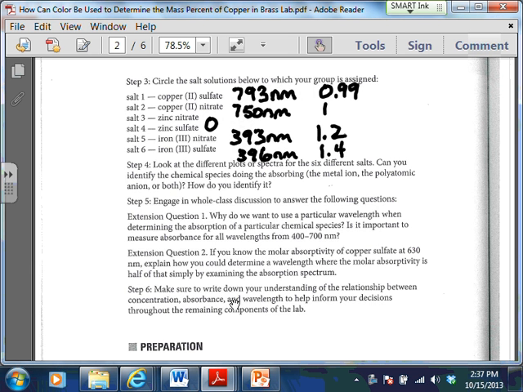So, the copper is the thing that's turning blue in the solution. We kind of already knew that, right? And the iron is the thing that's turning the solution a little bit reddish yellow.